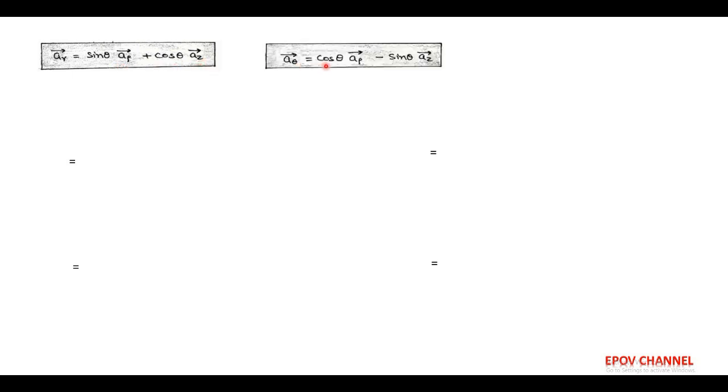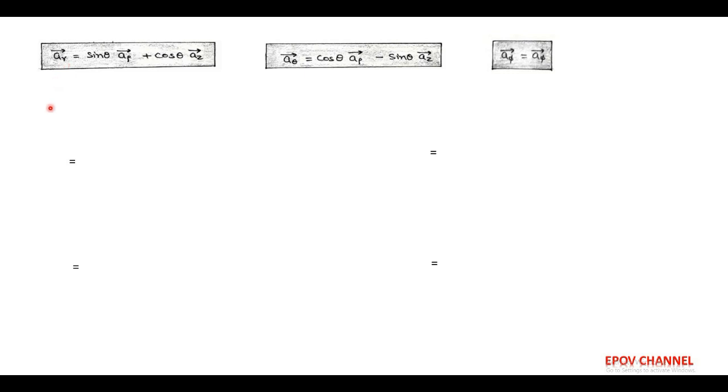Now combine all the three unit vectors of the spherical coordinate system in terms of the cylindrical coordinate system. That is unit vector r equals sin theta unit vector rho plus cos theta unit vector z. Unit vector theta equals cos theta unit vector rho minus sin theta unit vector z, and unit vector phi equals unit vector phi. This relationship of unit vectors can be represented in matrix form also.